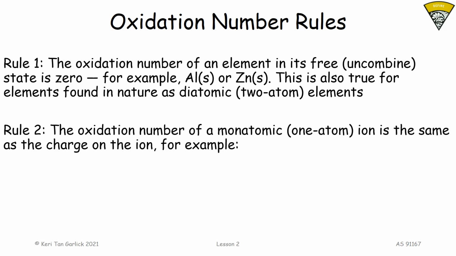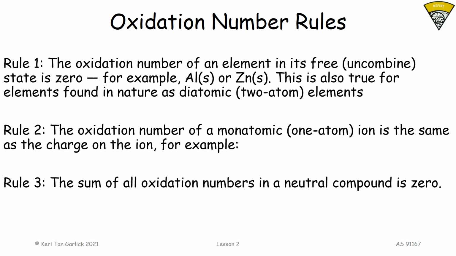The second rule then is when we're dealing with monoatomic ions. So basically ions that only have one atom involved, and whatever the charge of that ion is, that is the oxidation number that that element has.